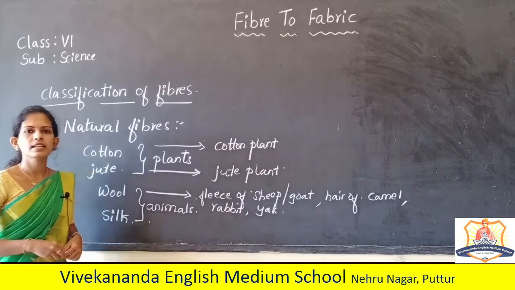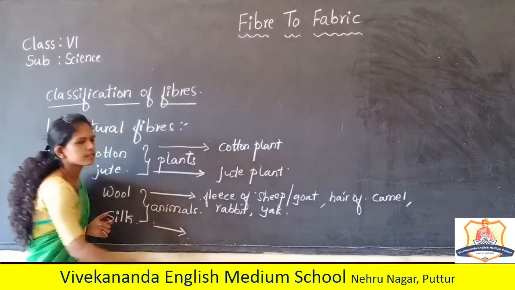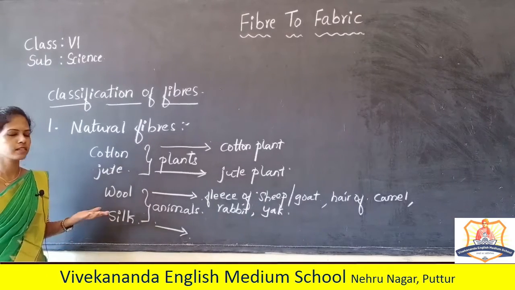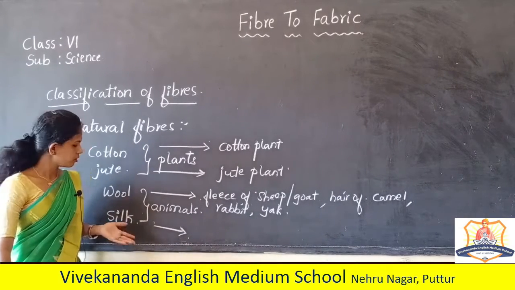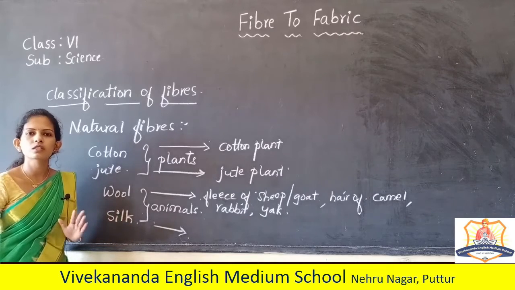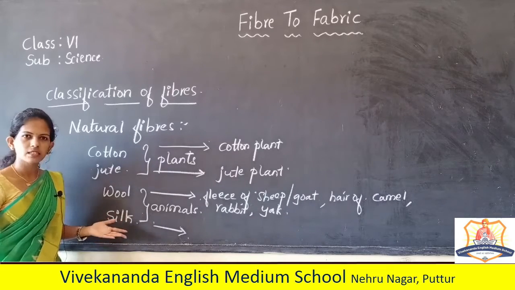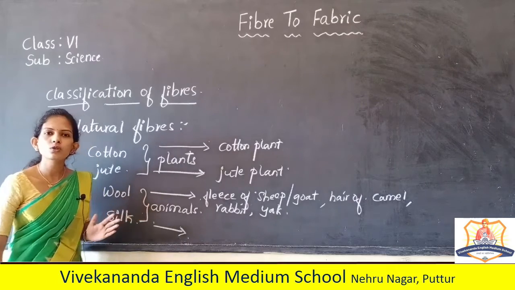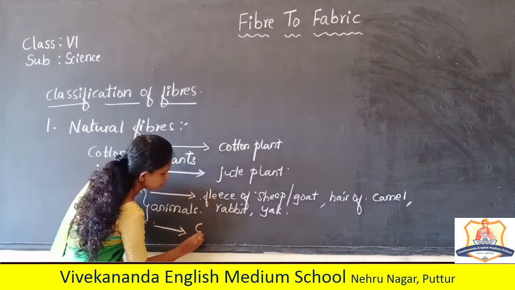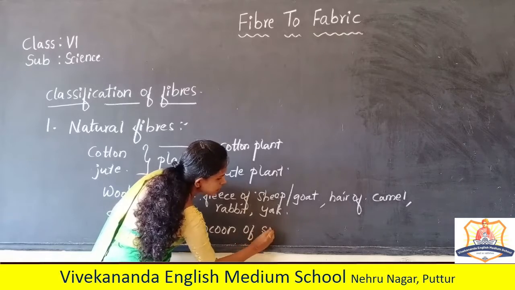Next is silk. Where do we get this silk from? We have silk sarees and silk dresses, right? So, silk is obtained from silkworms. Have you heard about silkworms? Silk is obtained from the cocoon of the silkworm.